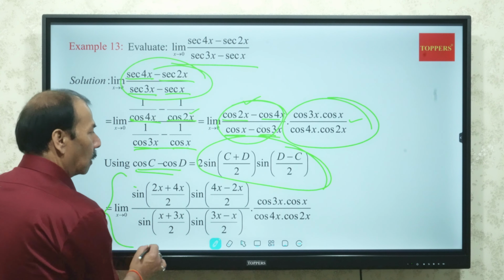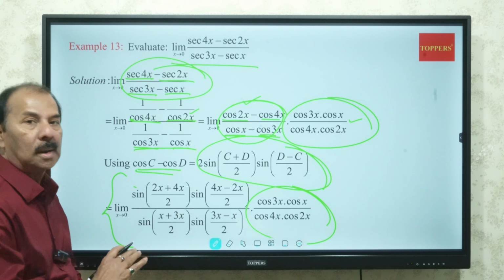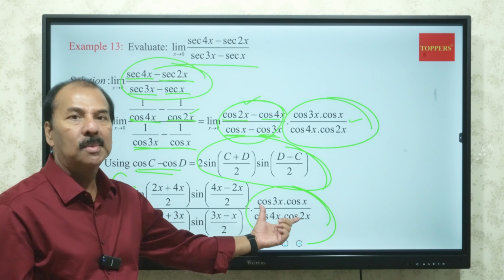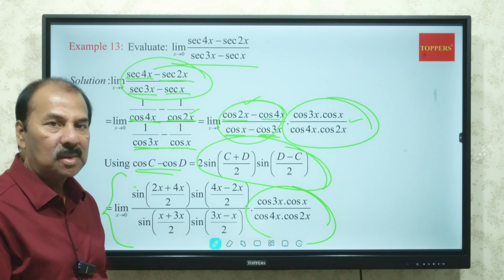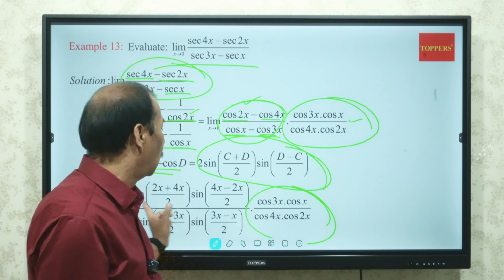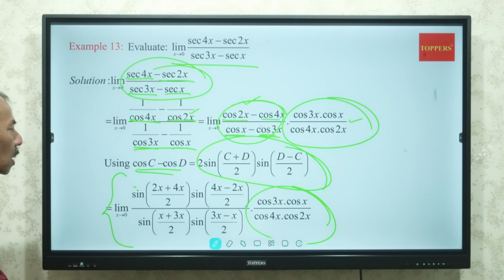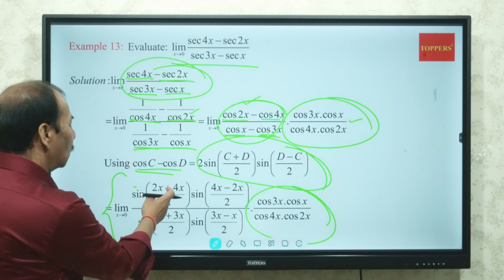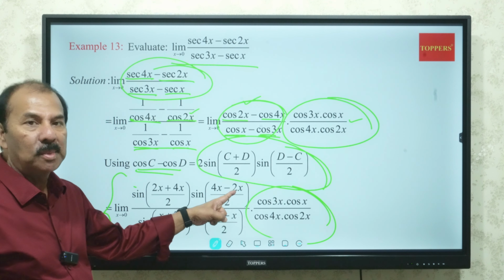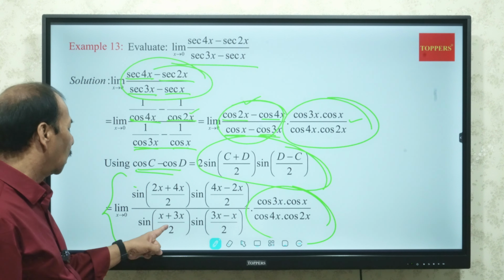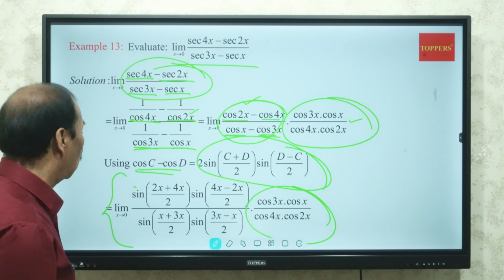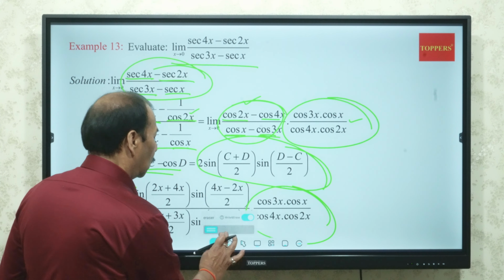So you are getting this one. This term remains as it is, because we don't need to change it, because it is not affecting us as far as the limiting value of the function is concerned, because it does not give you the indeterminate form of this entire function. Now simplifying, this becomes sin 6x upon 2, that means sin 3x. Here it will be sin of (4x minus 2x) upon 2, that means sin x. Here it is again sin 2x. Some of the terms will get eliminated and we will put the values for the remaining terms and we will be able to get this value.